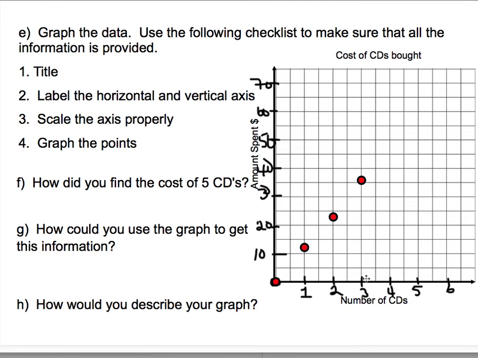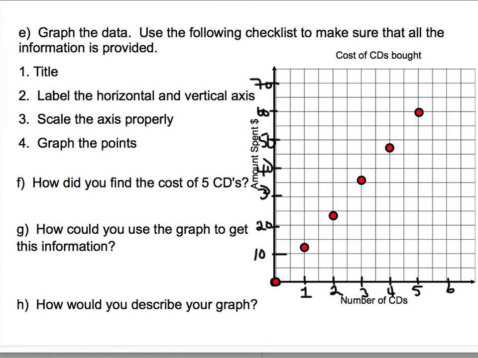Whoops, is that right? Did I miss one? Does that look about right? Yep. Okay. 4 CDs was 48, so just about 50. And look, they're forming a line. And 5 was 60. Look at that, a perfect line. So how did you find the cost of 5 CDs?